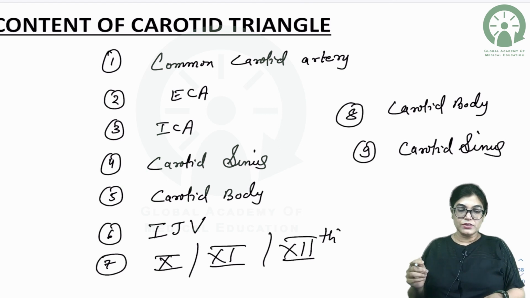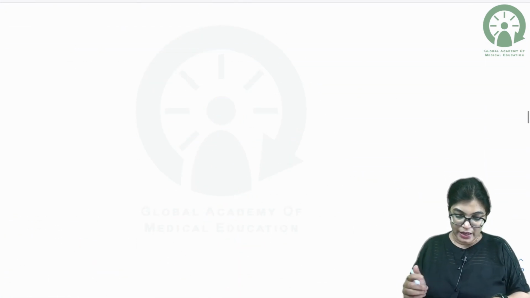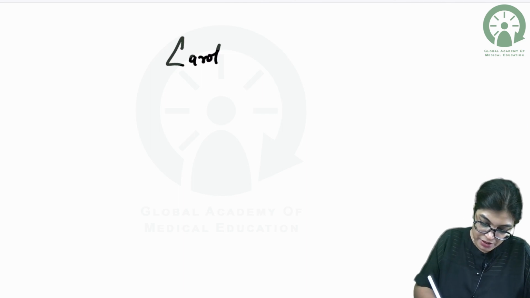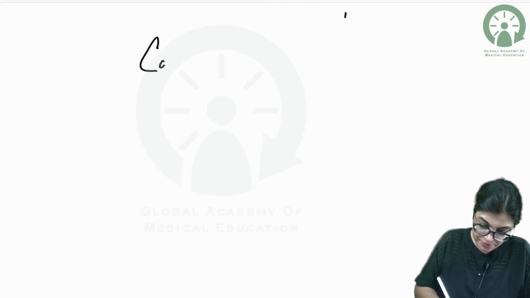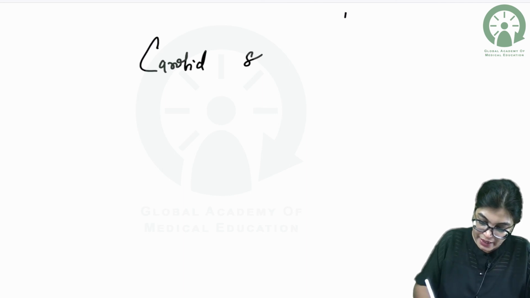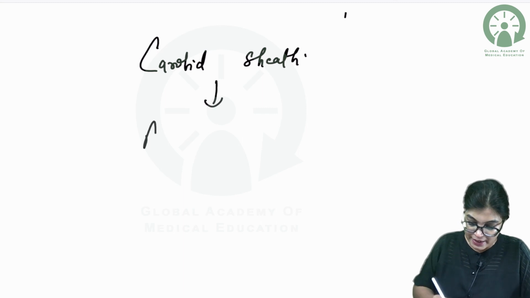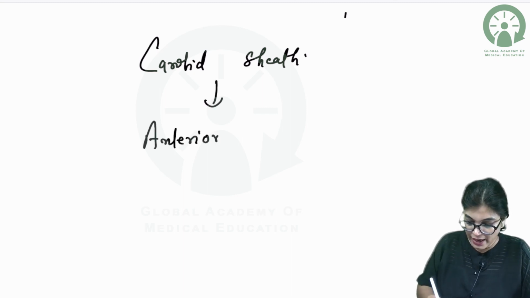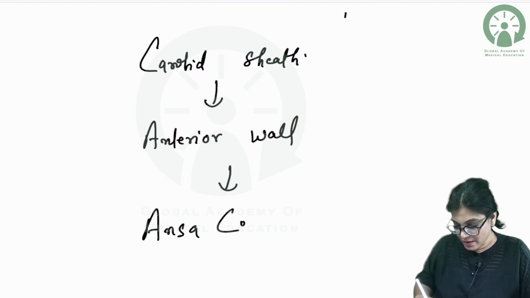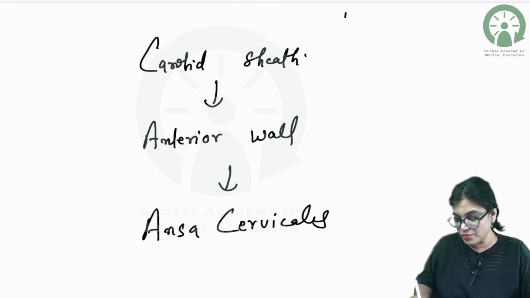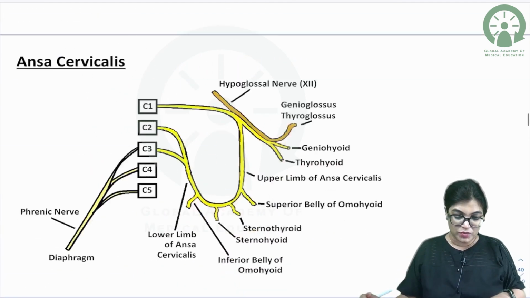Now, these are all contents of the carotid triangle. Now, after that, I just want to tell that we know that the carotid sheath contains the internal jugular vein, vagus nerve and the carotid artery. In its anterior wall we have got the ansa cervicalis. Ansa cervicalis is a nerve loop which is formed by the cervical nerve along with contribution from hypoglossal nerve.